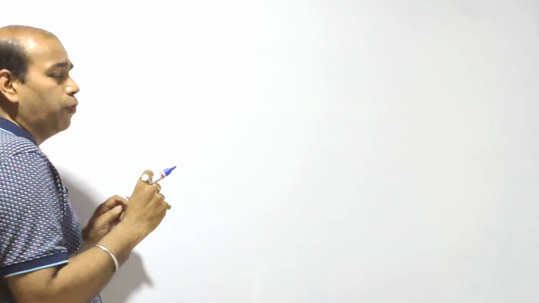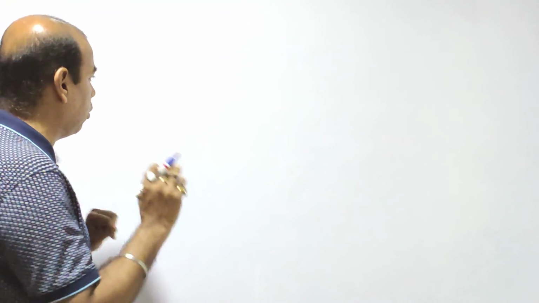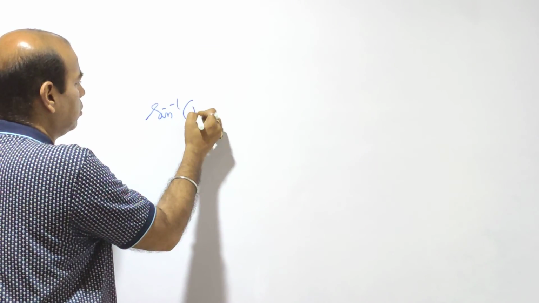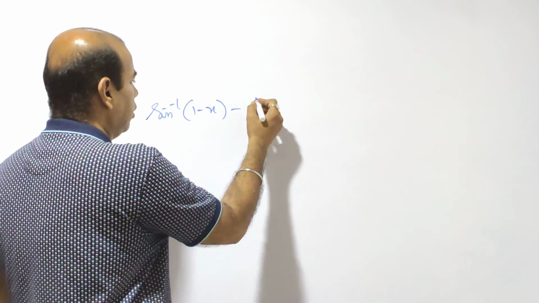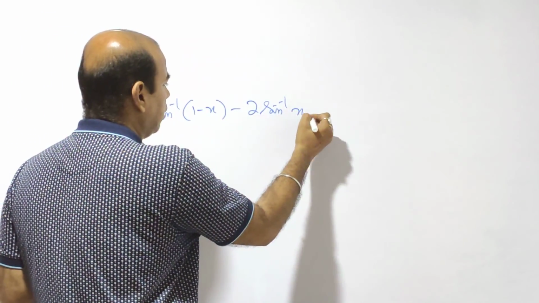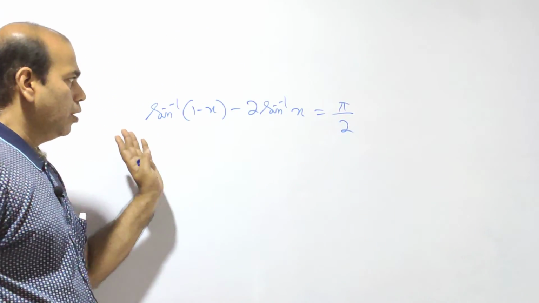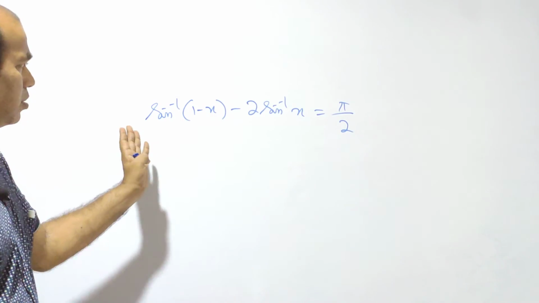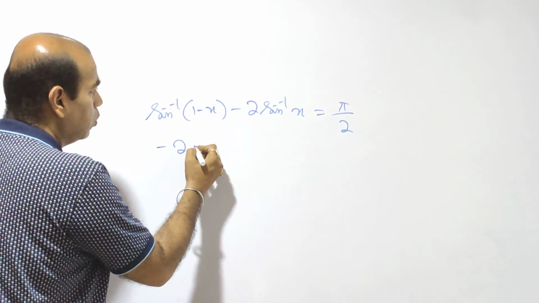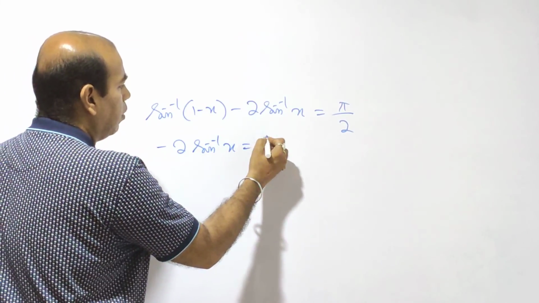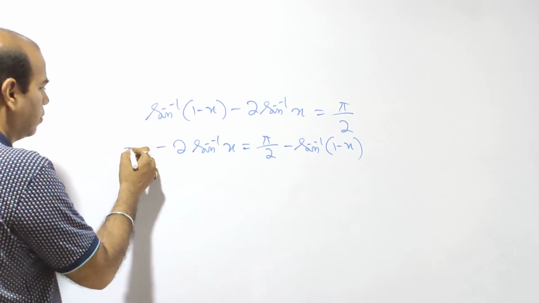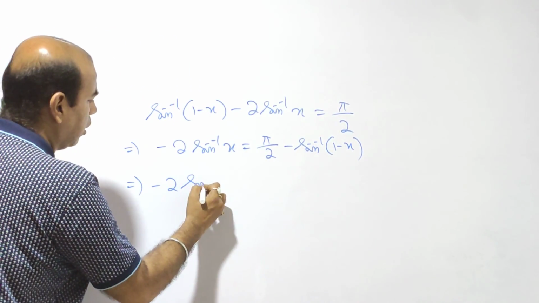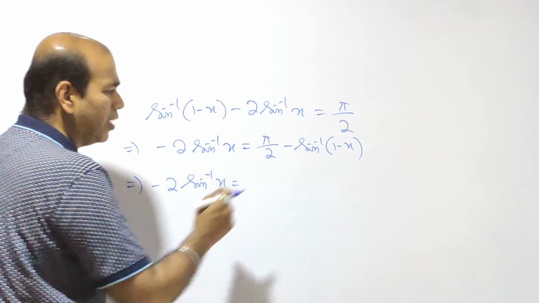The question is, students, let me do some solving, not some proving, solving. Sine inverse (1 minus x) minus 2 sine inverse x equals pi by 2, a very classic and the most important question. Now they are asking to solve for x, such an important question it is. You see, I will write pi by 2 minus sine inverse x.